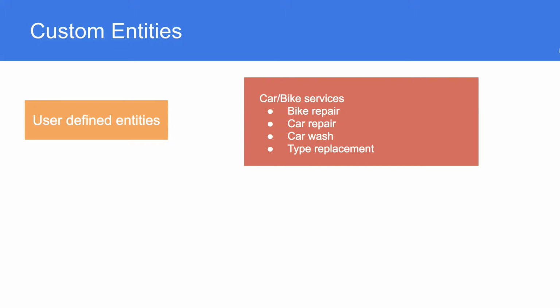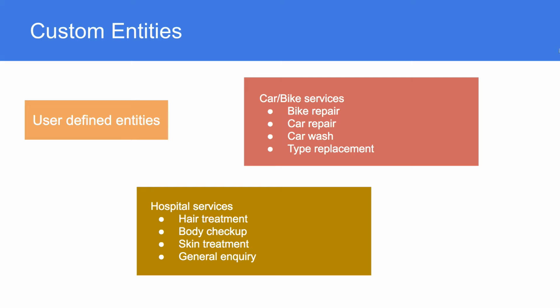Now coming to custom entities, or we can call them developer entities also. As the name suggests, they can be created by us with whatever information we want to extract from user input. For example, my action provides car or bike services. Entities can be bike repair, car wash, etc. Another example we can take is a hospital, where we have multiple services like hair treatment, body checkup, skin treatment, etc. All this can be mentioned in a custom entity to extract it when user speaks to our action.